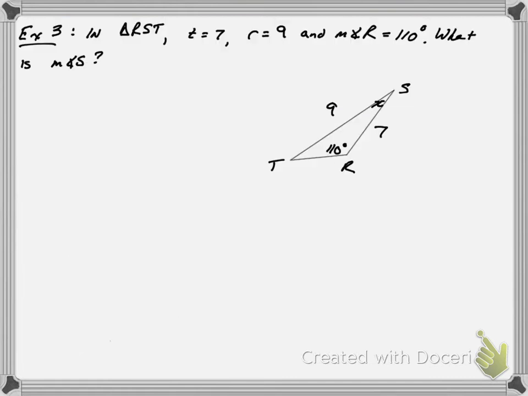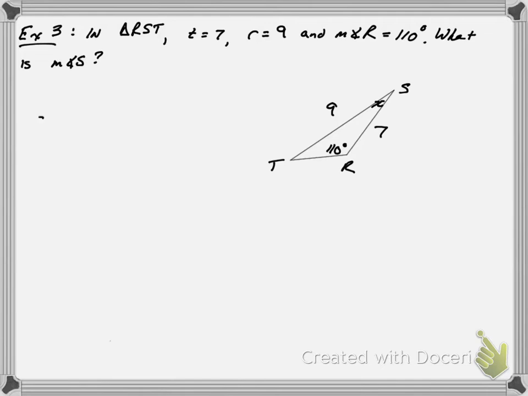In triangle RST, T equals 7, R equals 9, and measurement angle R equals 110. What's the measurement angle S? So we're trying to find S, which I have marked as an X up there. So again, how do we do this? The problem is I don't have the side across from S, so I really can't solve for S right now. But remember, triangles have 180 degrees in them. It's a nice little fact.